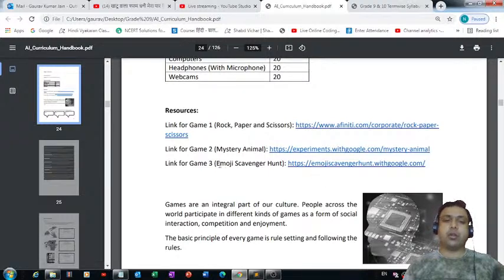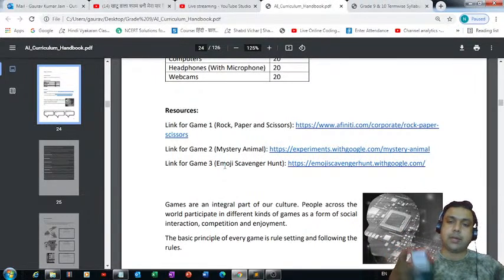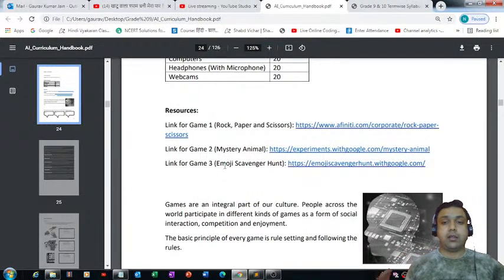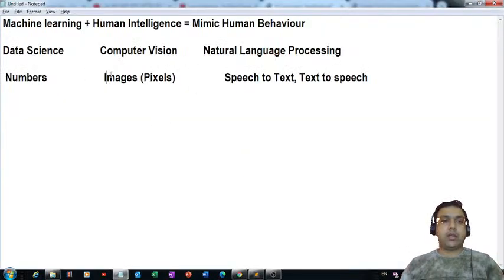For example, if we talk about emoji scavenger hunt, what happens is that as soon as you hit the link, your camera will turn on, and whatever object you bring in front of the camera, this scavenger hunt will be able to tell you what exactly that object is, to which category that object belongs. For example, if I bring this thing in front of my camera, it will tell us that it is a kind of cuboid, right? It will be able to tell us that it's a kind of box or wrapper, right? So it belongs to which category? It belongs to computer vision, right? Because it is processing the images. That is the reason we can say that it is based on the computer vision technique.